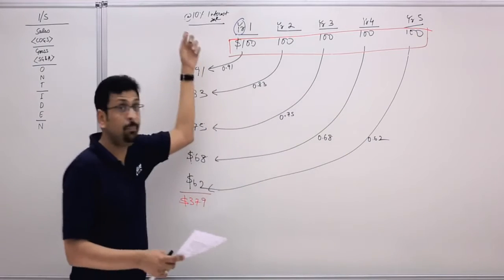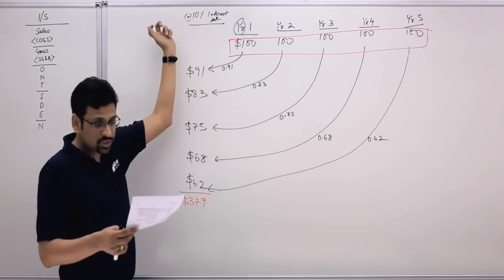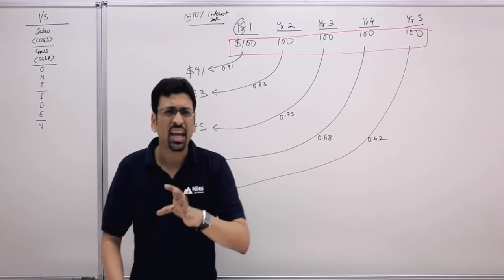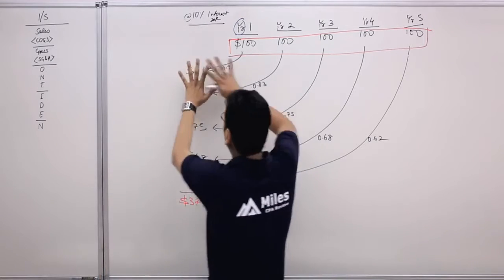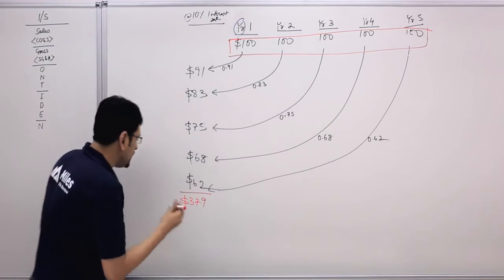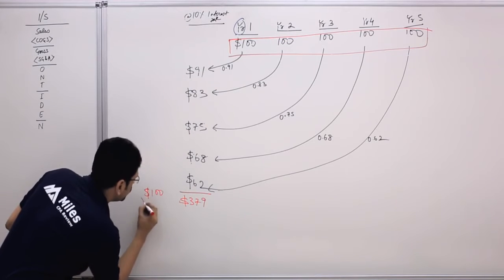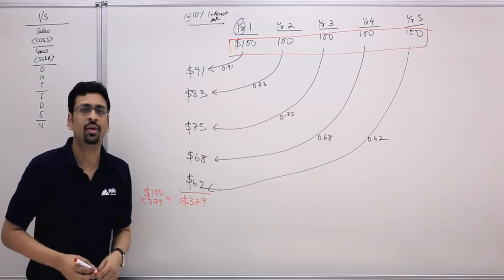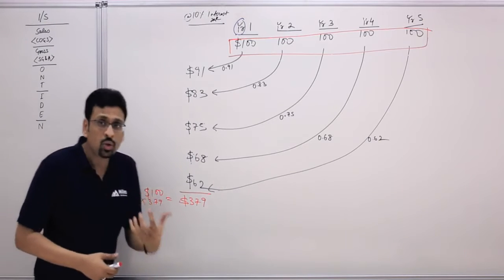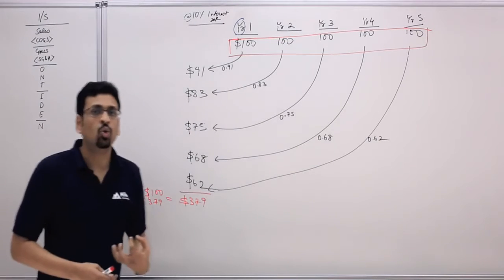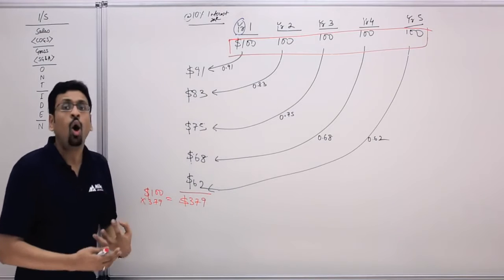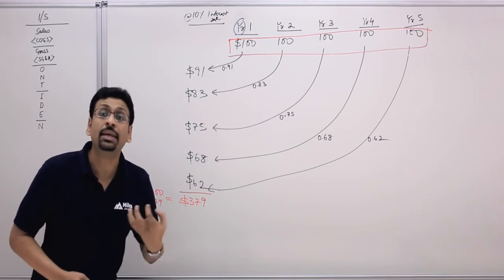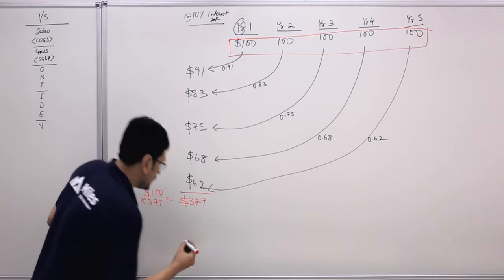What's the rate of interest? 10%. So 5-year row, 10% column, and I get this number 3.79. So guys, it would have been so simple. Instead of doing all these calculations, I would have simply done $100 into 3.79, which would have given me $379. Simple, easy. So what you could say is the present value of an ordinary annuity of $1 for 5 years at 10% is 3.79. So let me write it.